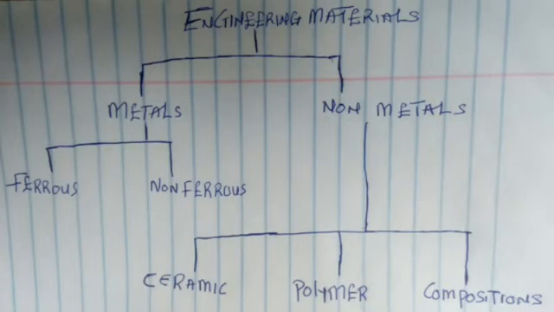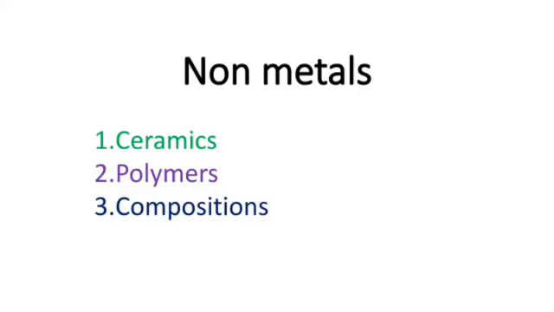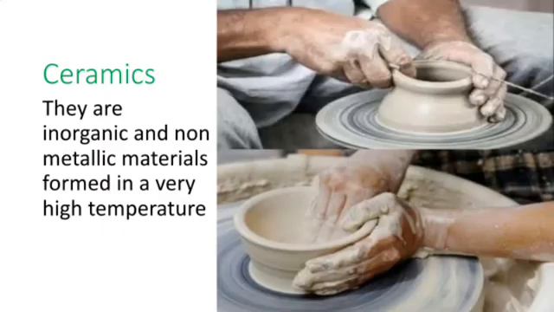Alright. Now this is the chart. We are through with the metals, which are under the ferrous and non-ferrous. Now we are on the non-metals, and under the non-metals, we are going to look at the ceramics, polymers, and the composites.